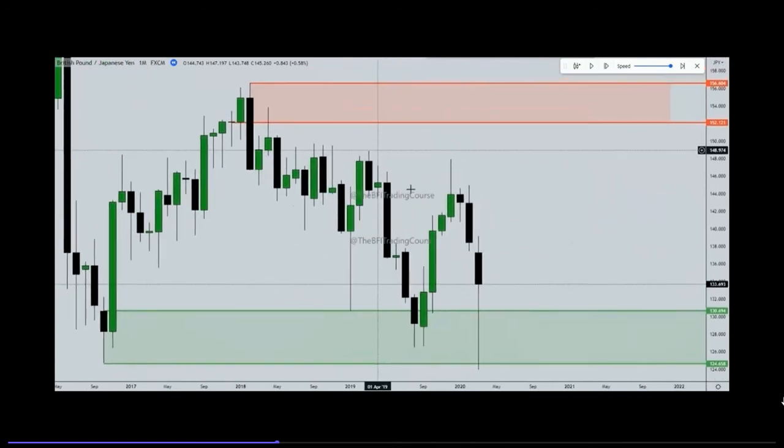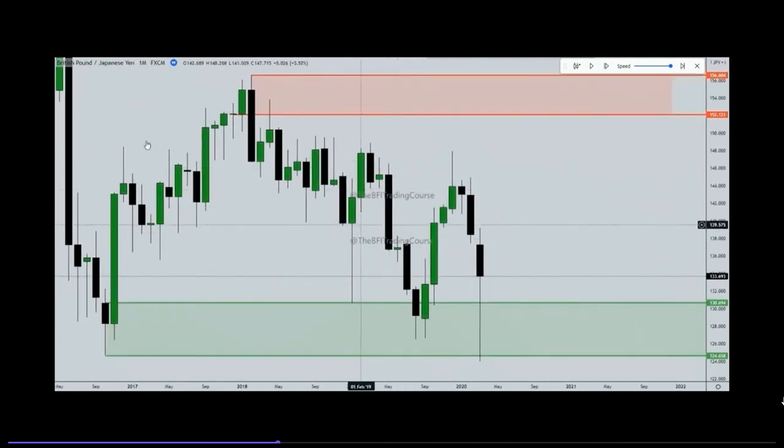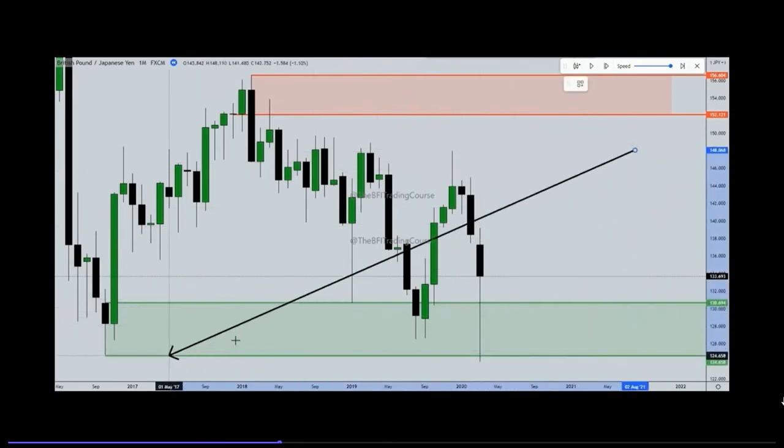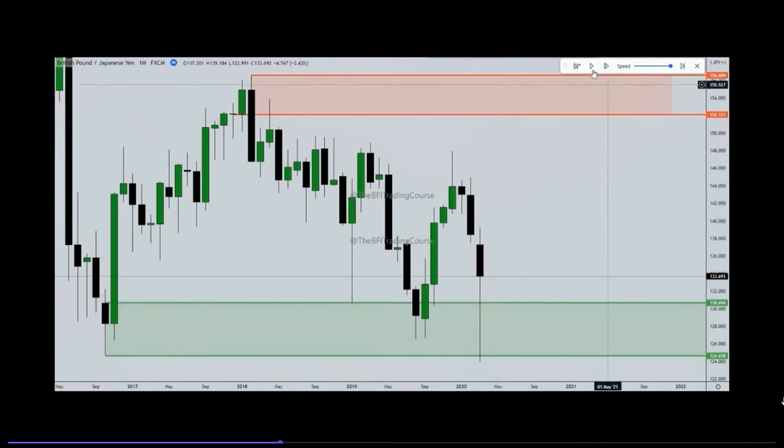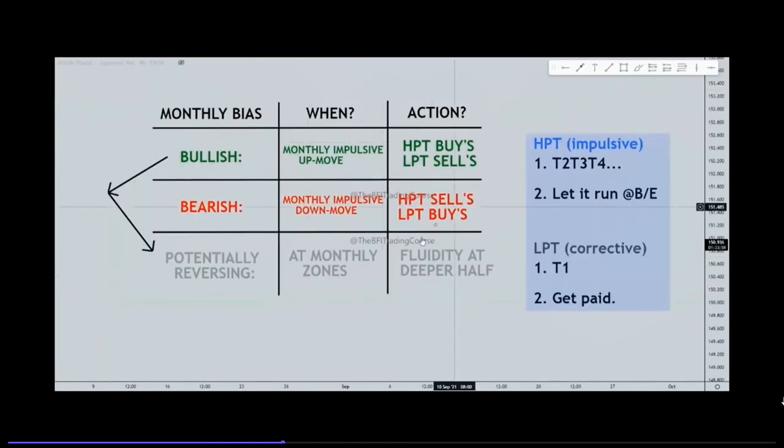What would your monthly bias be when price is inside a monthly buy zone? So what is your bias during this point? It would be potentially reversing. So what do we do? Here's the real question. What do we do?